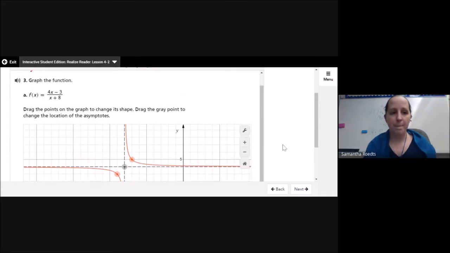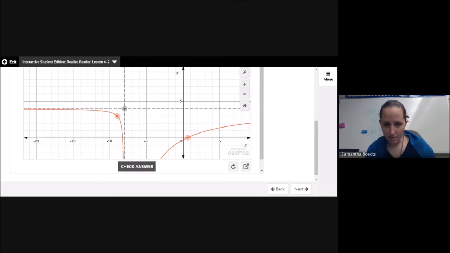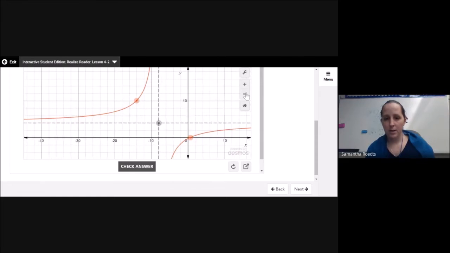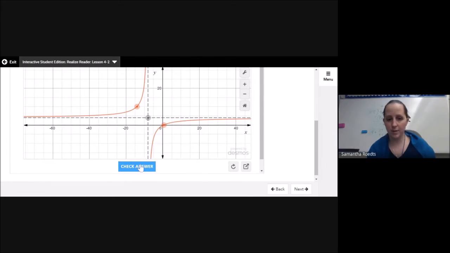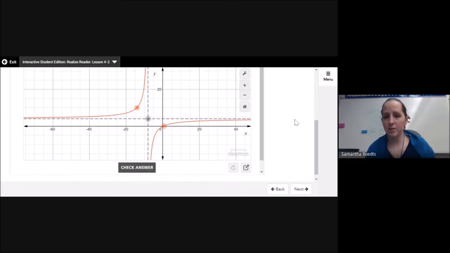Okay, zoom in a little bit. All right, now I just pick values and I plot my points. So that's roughly a couple points there. Check the answer. Very similar to what they have.